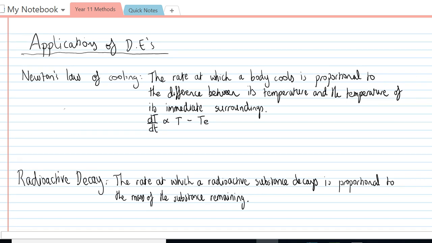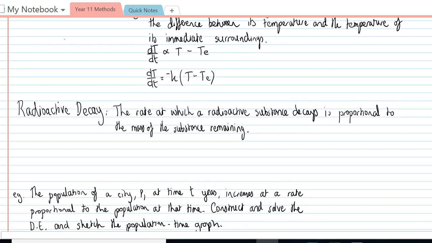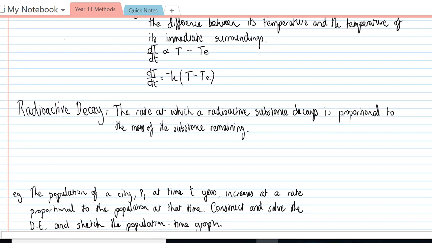So what that means, if it's proportional, is that dT/dt is equal to some multiple of T minus T_E. And to show that it's cooling, I'm going to just put a negative in front of the k. So that forces that condition, and that will become apparent in one of the later videos when we actually get to solving the DE. Now, as for radioactive decay, the rate at which a radioactive substance decays is proportional to the mass of the substance remaining. Not going to worry about writing out the differential equation for this one, as the problems that we're going to encounter are going to be a little bit more complicated than this, but that's the general gist of what's going on.